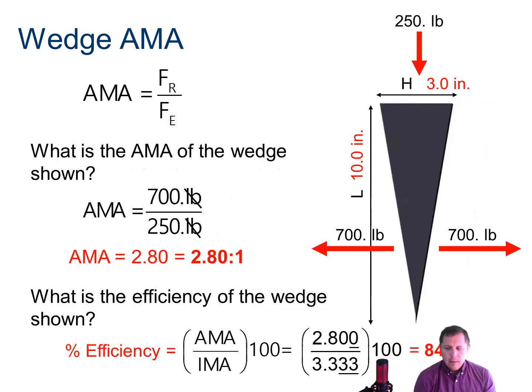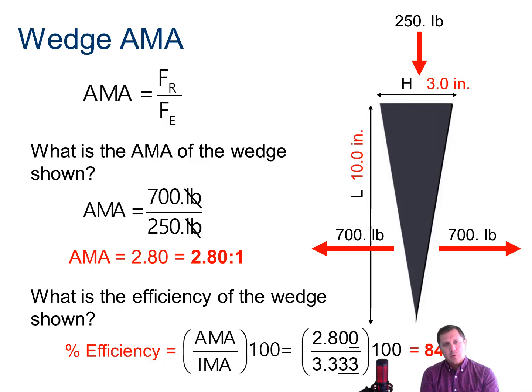Now, what about AMA? So I'm given 250 pounds, and I'm given that it's going to split 700 pounds. And so it's going out 700 pounds. Don't worry about it, 700 plus 700. That's not the case, okay? But you're going to take the 250 going down. That would be your effort force. And you get out of it 700, okay? That's a good thing. So FR divided by FE, you get 700 divided by 250, and you get 2.8.